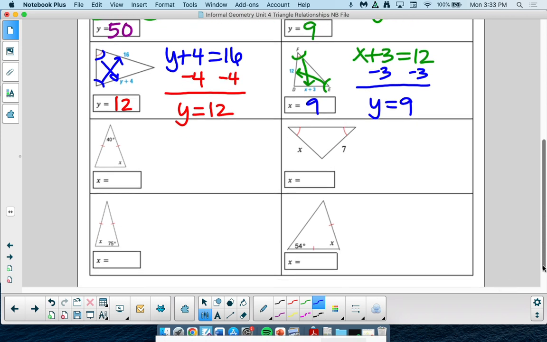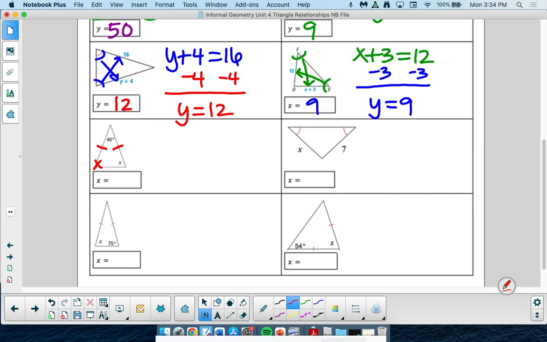Just when you think things are going great, we're going to throw a curveball at you. Okay? So this gets kind of crazy. Here are my two congruent legs, right? So I know that this right here is a base angle and this is a base angle. So I know they're the same, right? So if this is x, this has to be x. But how are we going to figure out what x is?